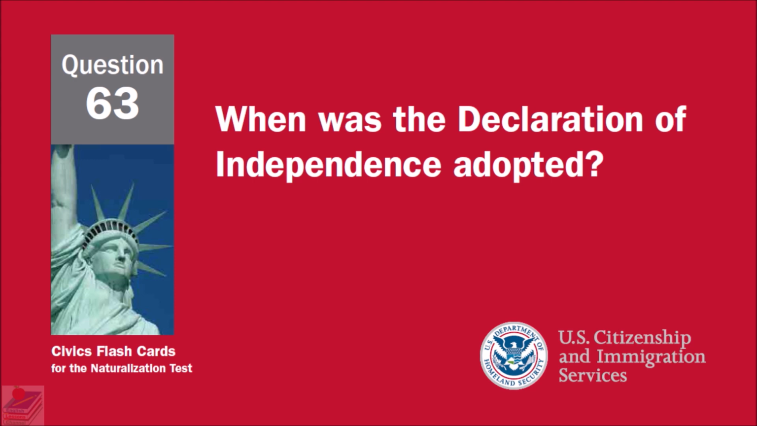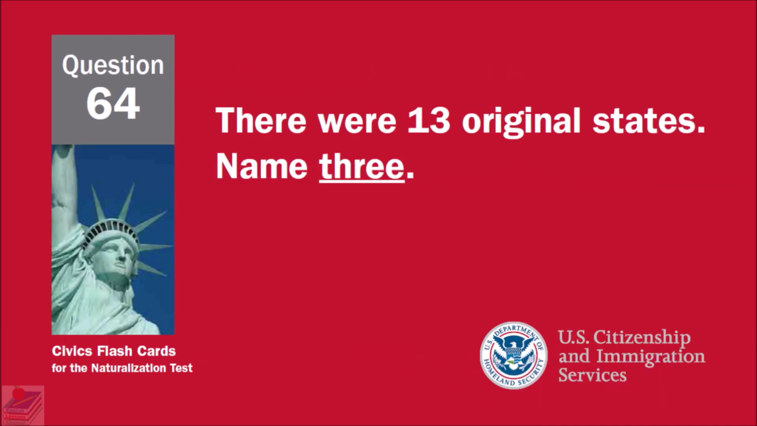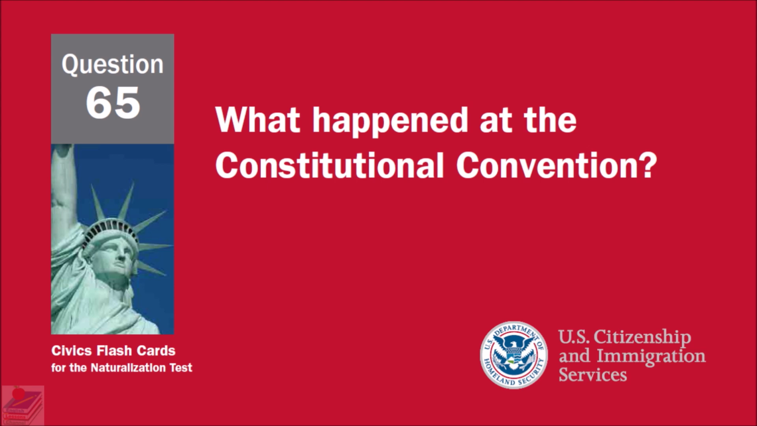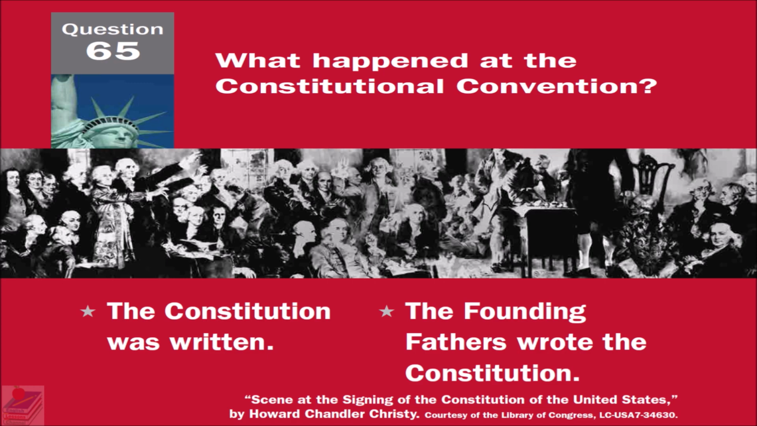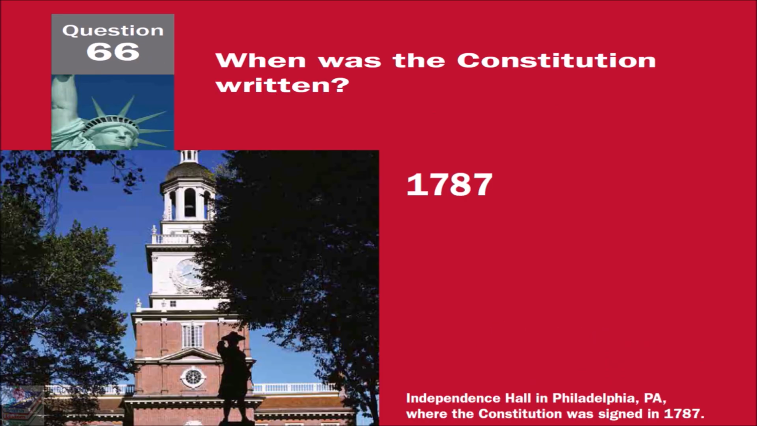When was the Declaration of Independence adopted? July 4, 1776. There were 13 original states. Name 3. New Hampshire, Massachusetts, Rhode Island. What happened at the Constitutional Convention? The Constitution was written. When was the Constitution written? 1787.